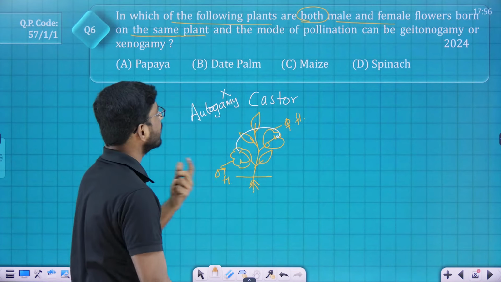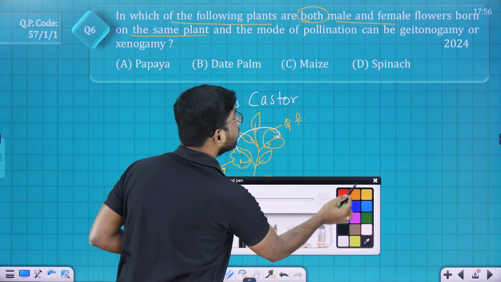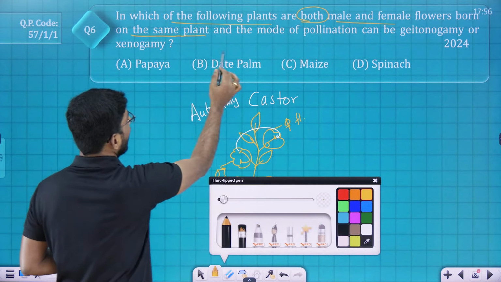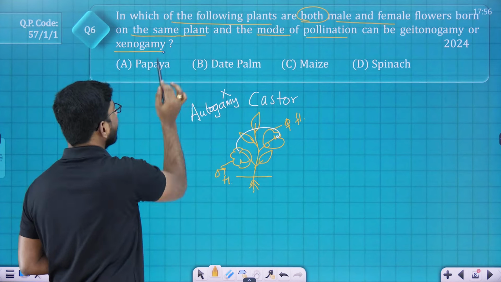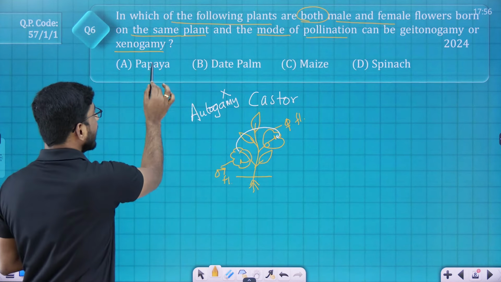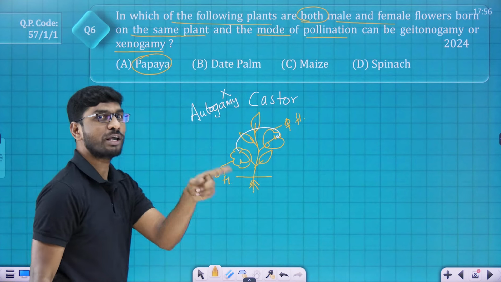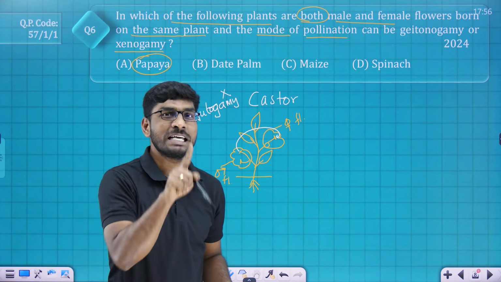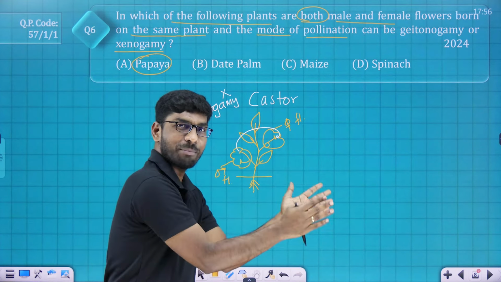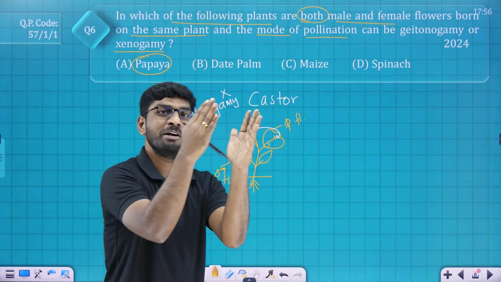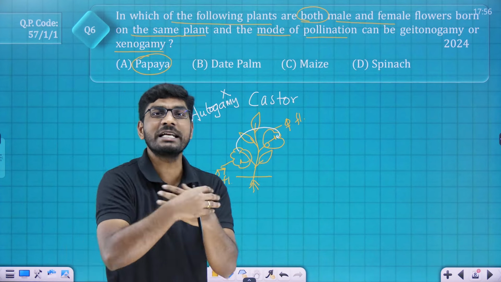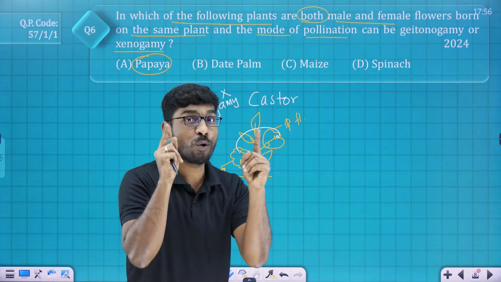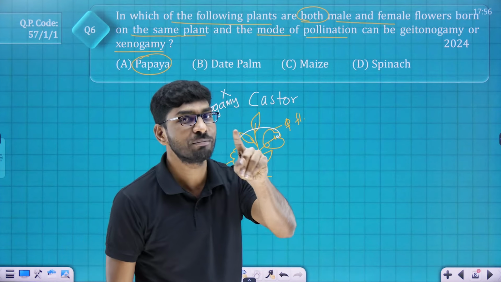What about papaya? Look at what they mention here. Flowers borne on the same plant and the mode of pollination can be geitonogamy and xenogamy. In case of papaya, even geitonogamy is not possible. You know why? In papaya, the male plant is separate, the female plant is separate. That means one plant consists of all male flowers, the other plant consists completely of female flowers. So only xenogamy is possible in papaya.